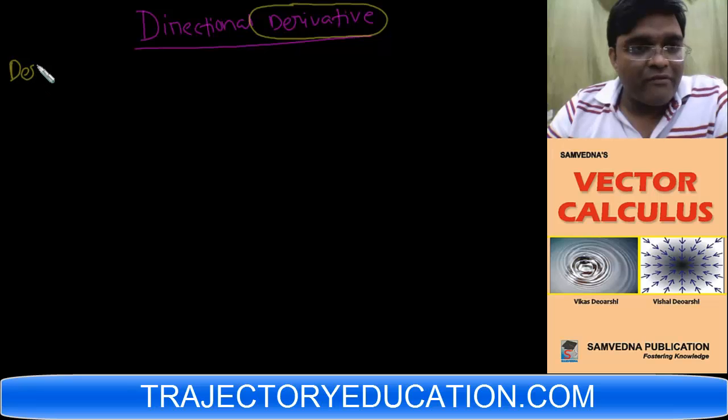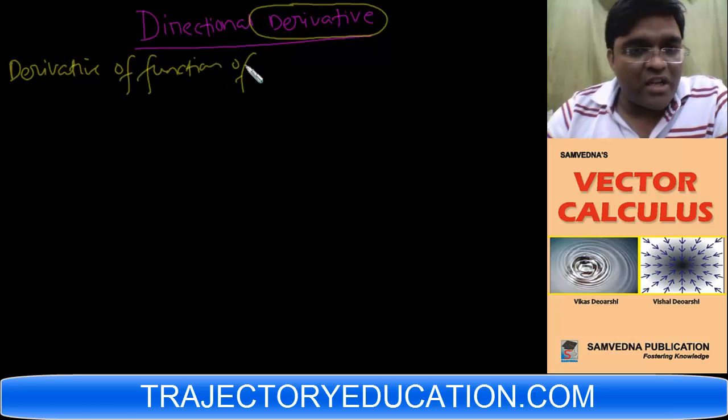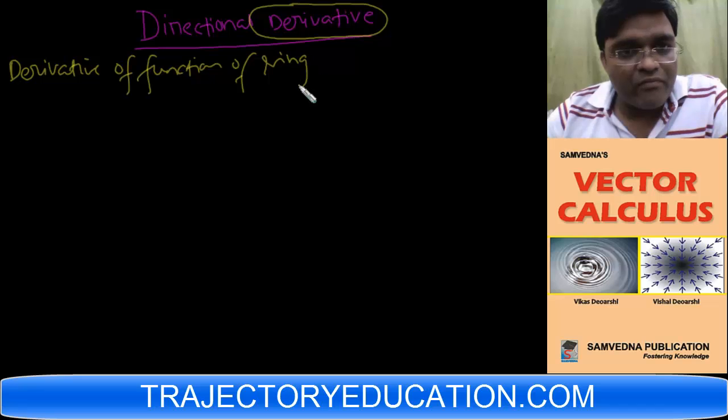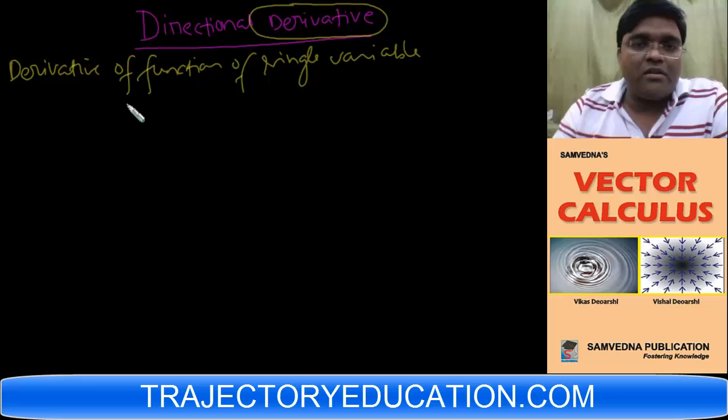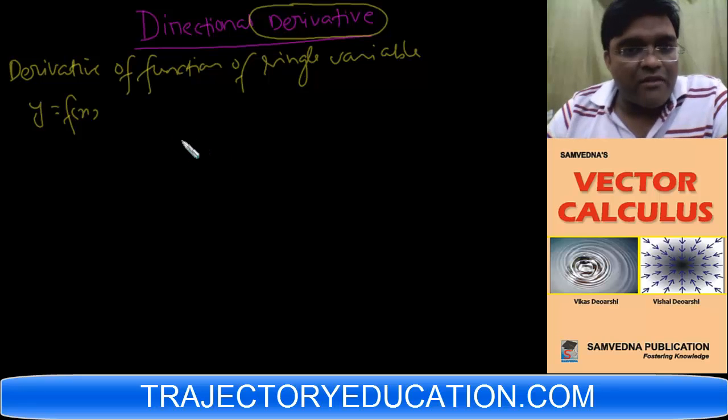Derivative of one variable. We have read it in the derivative of a function of a single variable. We had this topic in differential calculus. Suppose I have a function y equals f(x). Y is a function of x. f(x) is a function of a single variable.